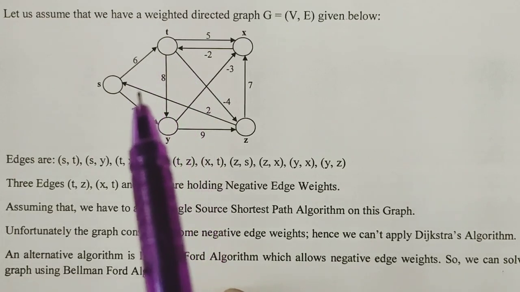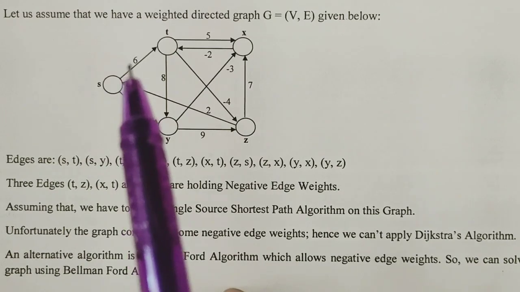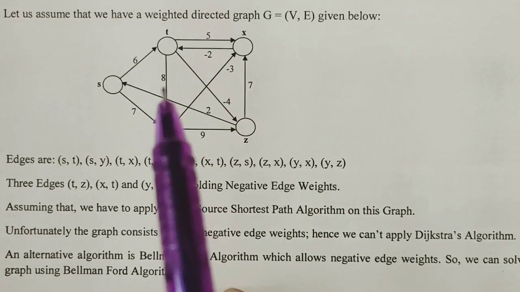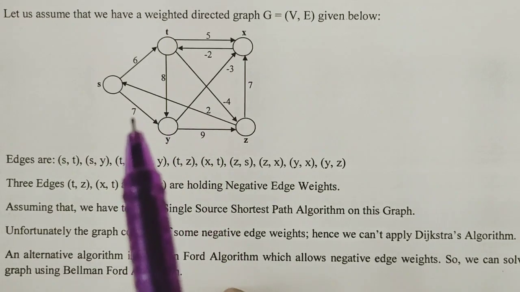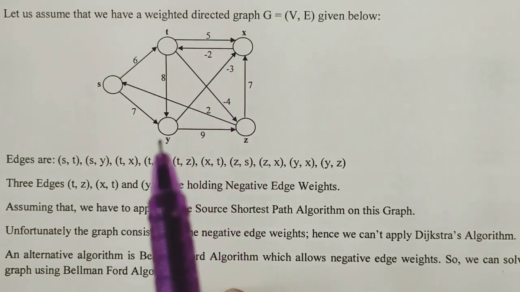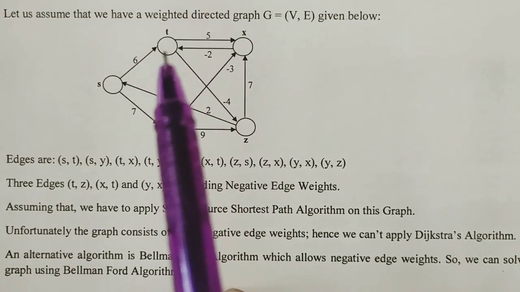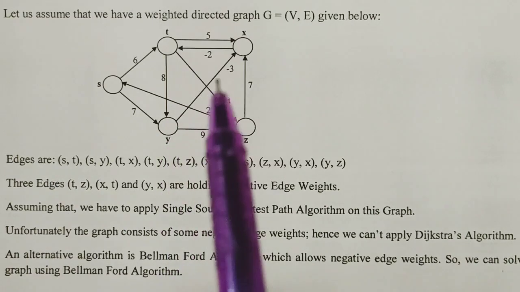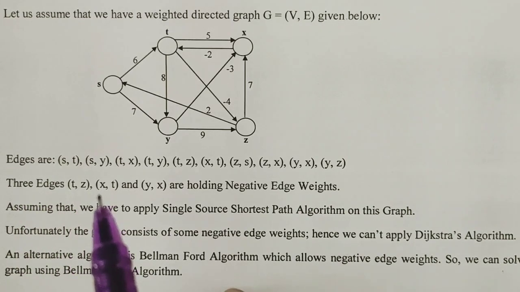If you compare the values of the edges, that means the weight of the edges, 6 is an edge weight which is less than another edge weight 8, 7 is another edge weight which is greater than 6, 2 is another edge weight which is less than 7, etc. But in this graph there are 3 edges, one from T to Z, second one from X to T, and third edge from Y to X. If you analyze these 3 edge weights, they are negative. So 3 edges, T to Z, X to T and Y to X, are holding negative edge weights.